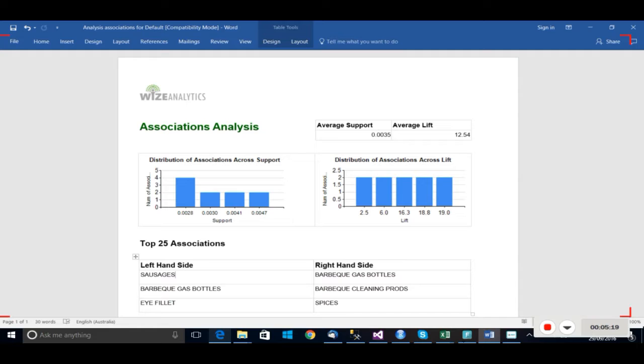Doesn't mean it's a certainty, but hopefully this extra bit of information that we're using can create some form of additional sales, or we can just simply use this information to introduce some extra cross-sell if we're able to just tell people in some form or another who are buying sausages, hey, what about barbecue gas bottles?